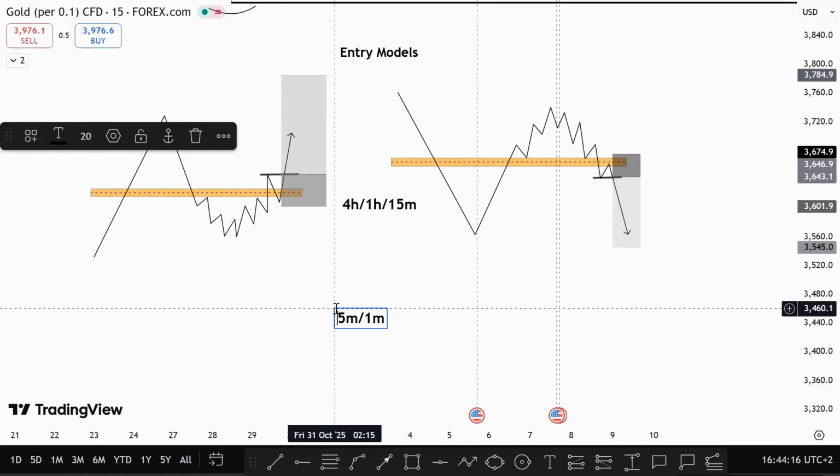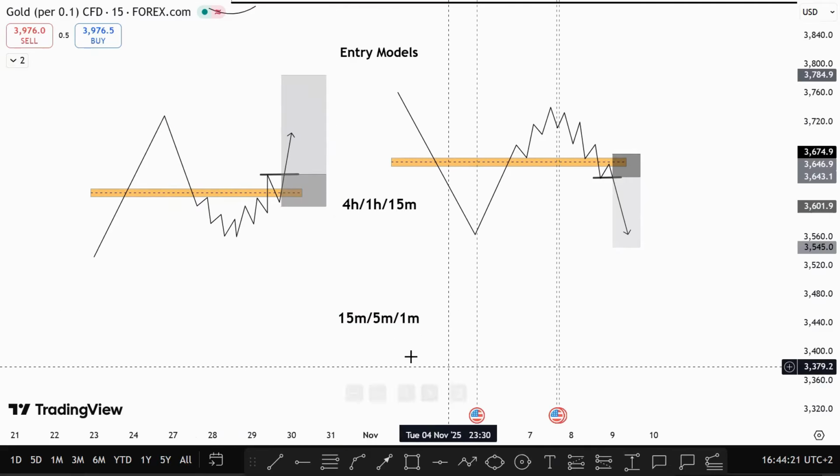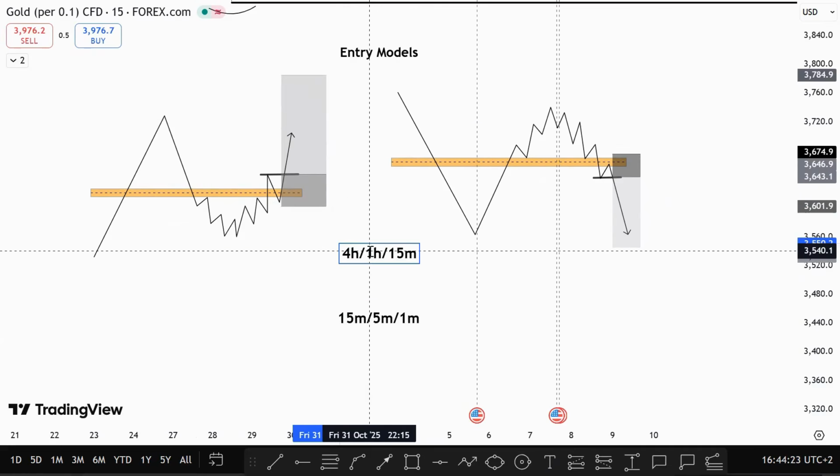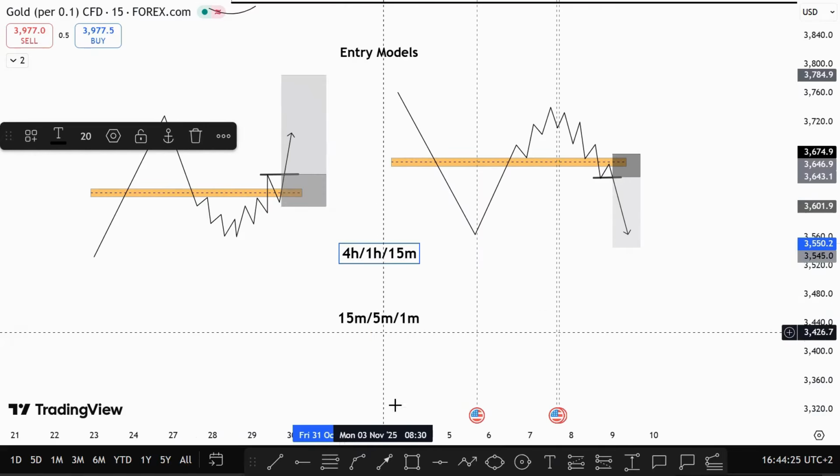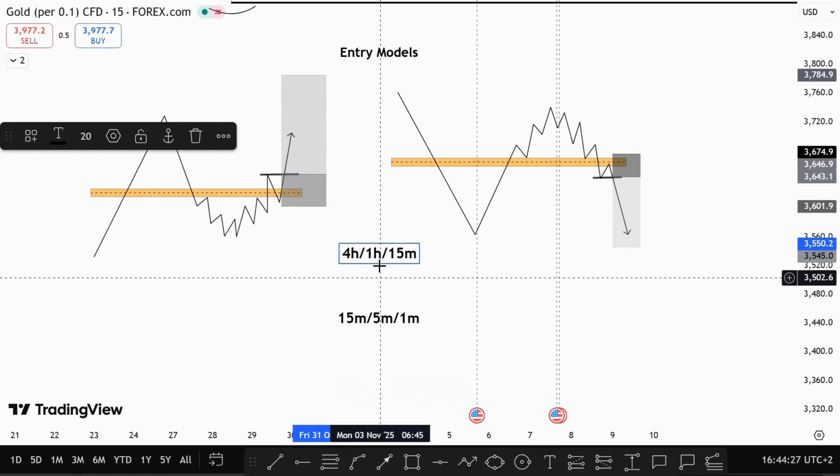Sometimes you can even include 15 minutes for entries also. So remember, these for trends and these for entries. So you start from here to there. You use these to find out where you are and the overall trend from a higher time frame.